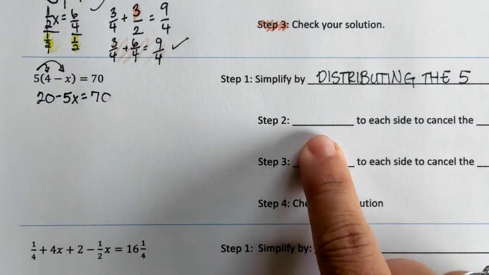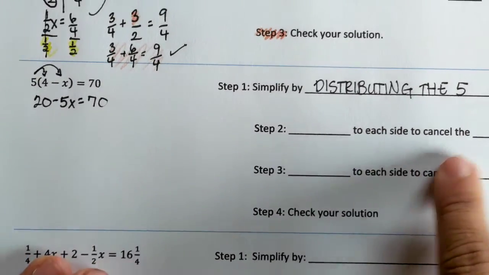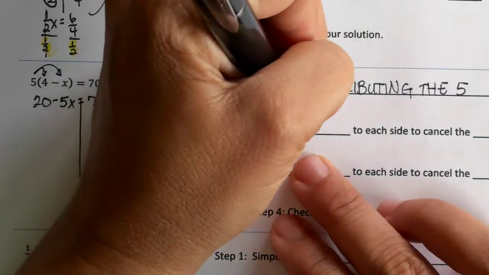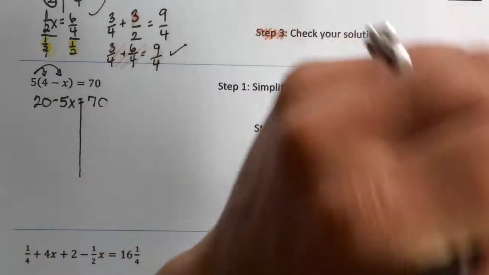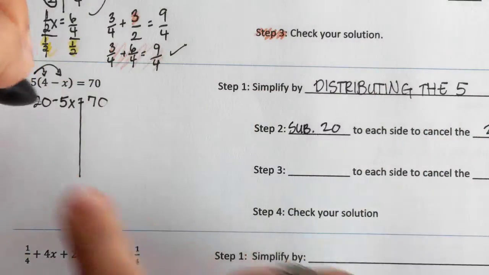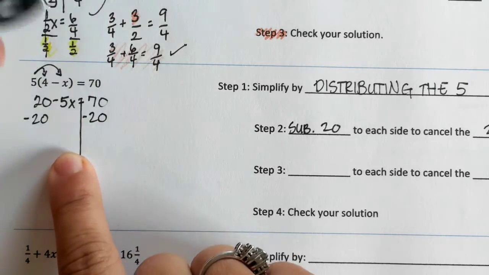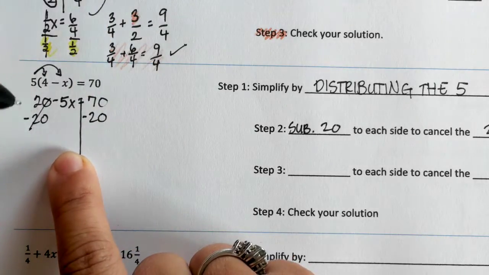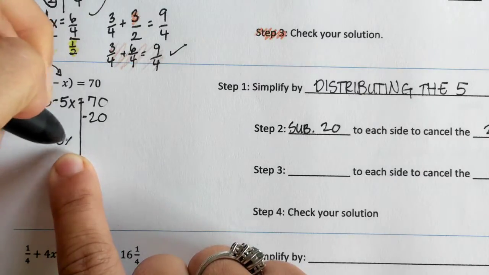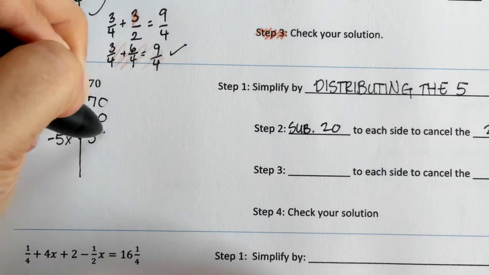Step 2 says something to each side to cancel out that something. Okay, that something is, I'm trying to get x by itself, I'm going to subtract 20 to each side to cancel out the 20. Here's the 20. I'm going to subtract off that 20. Okay, 20 minus 20 cancels it out. I'm left with, and here's where we need to be careful, negative 5x. I'm not just left with 5x, I'm left with negative 5x, and that equals 50.